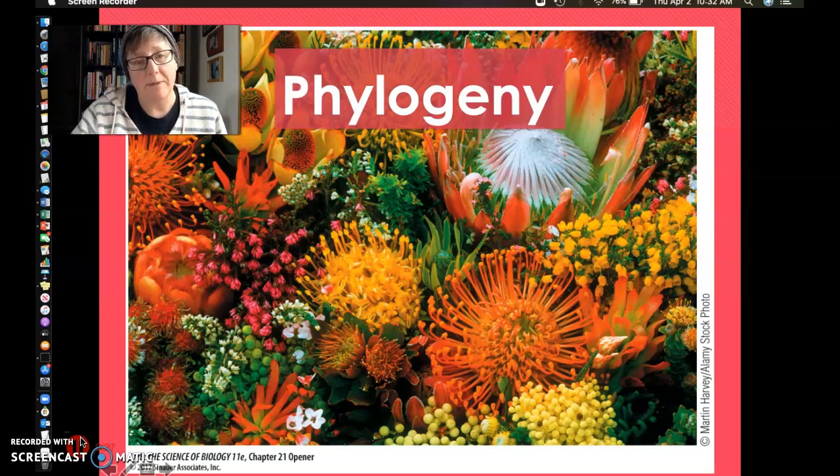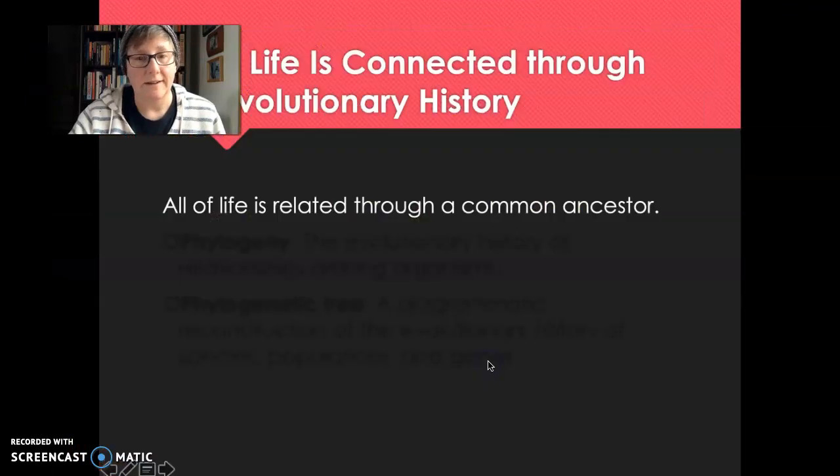So we're starting with this topic of phylogeny, which is how scientists organize and place on a tree the organisms that exist or have existed, which demonstrates their evolutionary heritage. We need these principles. All life is related through a common ancestor. We already talked about that on Monday.